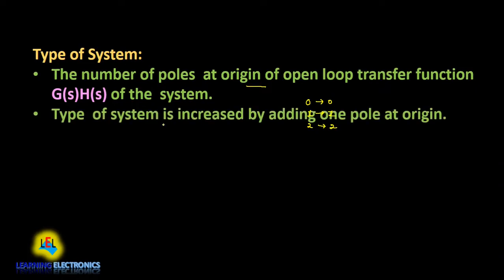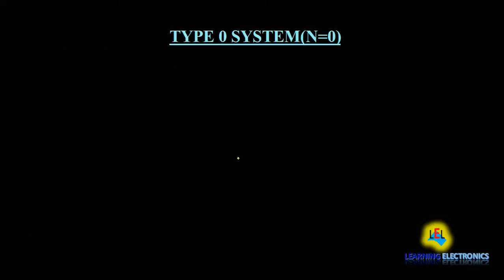Therefore, the type of system is increased by adding one pole at the origin, and the type of system is represented as type 0, type 1, type 2, etc. First, we will take type 0 system. In this, the capital N present in the open loop transfer function equation is equal to 0.